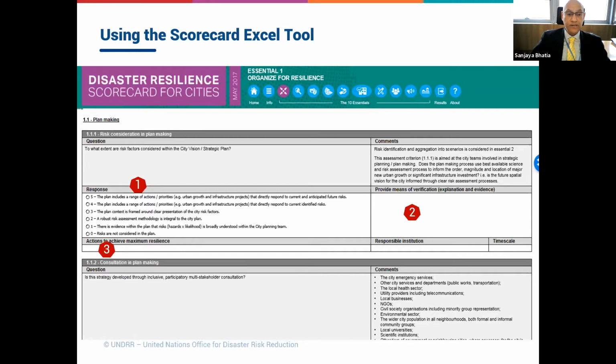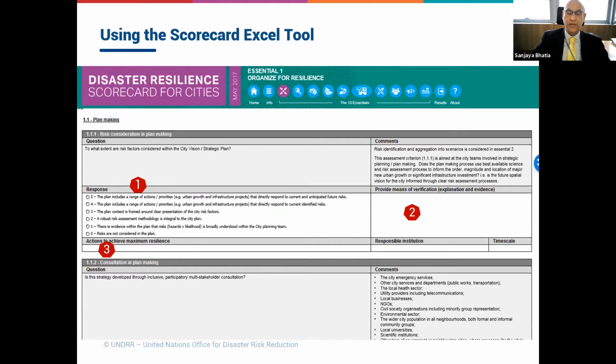Another important point is that stage 3 is the actions. So suppose we rate ourselves 3 for this criteria, then what are the steps that we could take to move from 3 to 4, and then maybe later from 4 to 5? So what are those actions which we need to take?